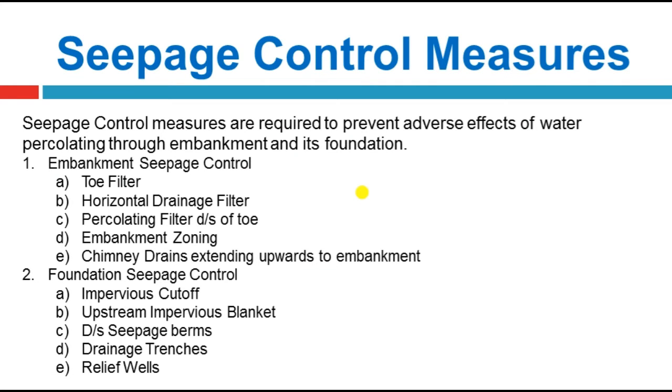Now, next is the seepage control measures. Seepage control measures are generally required to prevent the adverse effect of water percolating through the embankment and its foundation. One is the embankment seepage control and two is the foundation seepage control. For embankment seepage control, there may be a toe filter, horizontal drainage filter, percolating filter, or downstream side toe, and embankment zoning, chimney drains extending upward into the embankment.